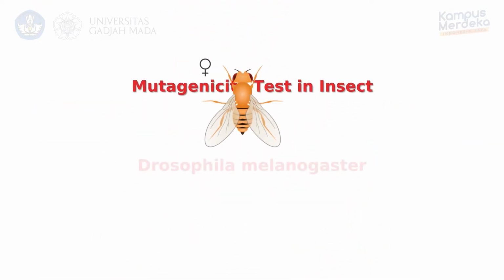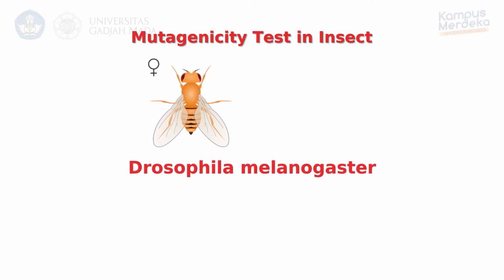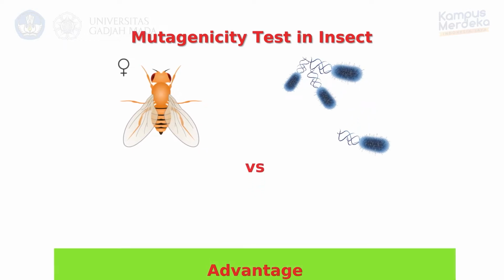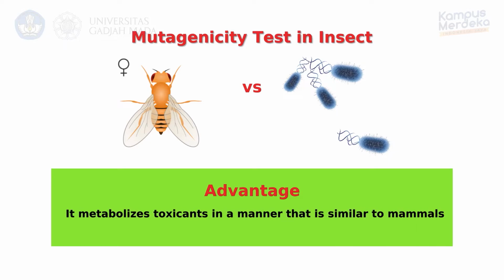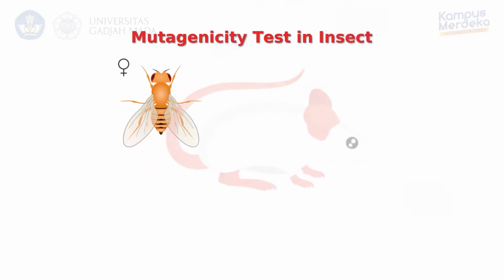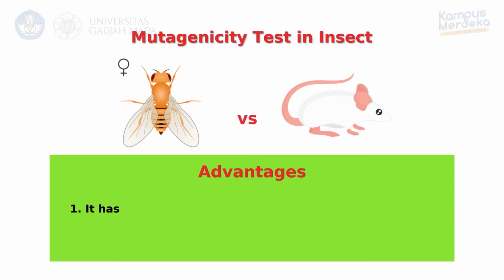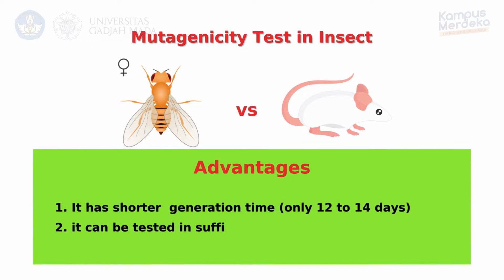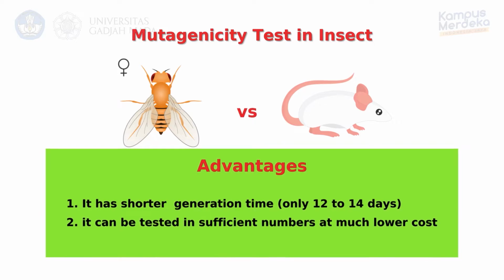The fruit fly Drosophila melanogaster is the most commonly used insect in the mutagenicity test. It has the advantage over microorganisms that it metabolizes toxicants in a manner that is similar to mammals. Furthermore, it is superior to mammals in two aspects, which are: it has shorter generation time, only 12 to 14 days, and it can be tested in sufficient numbers at much lower cost.